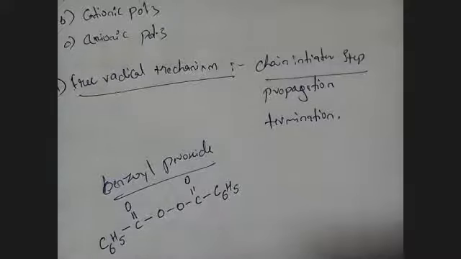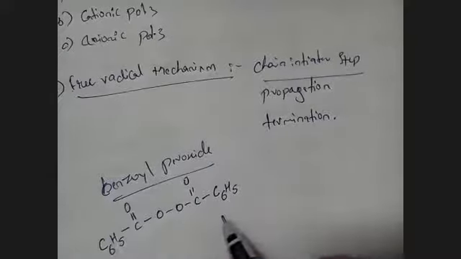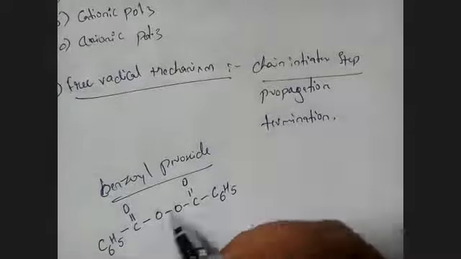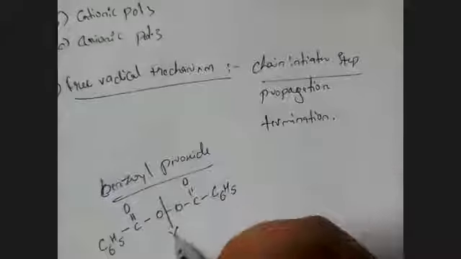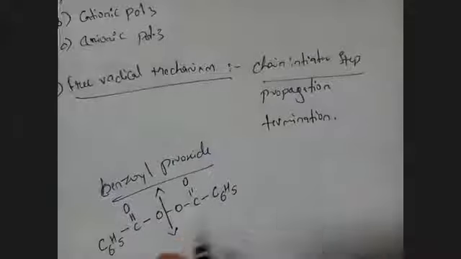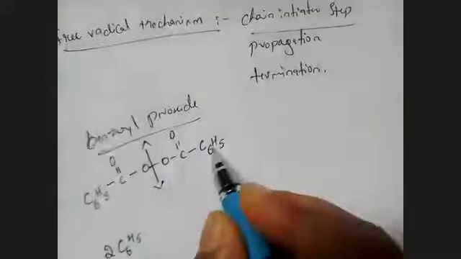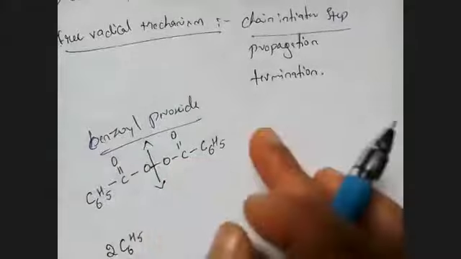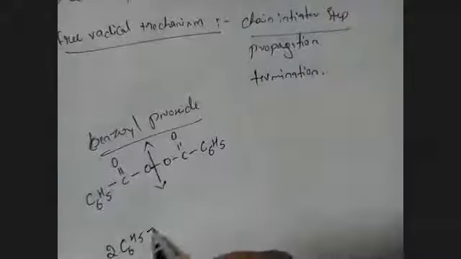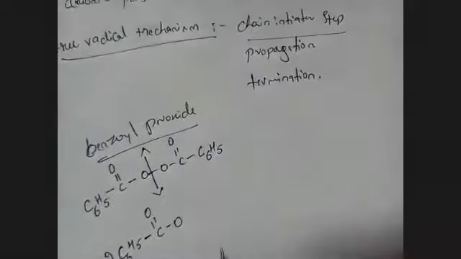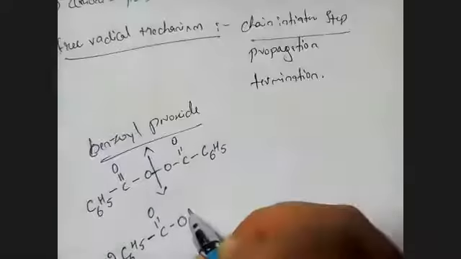Okay, suppose this is your chain. You need to first search for the link where you need to open the chain. For that, we'll break it at this point. What you will get is C6H5, two molecules, each with a C double bond O dot O. So we'll get two of them, that is free radical.